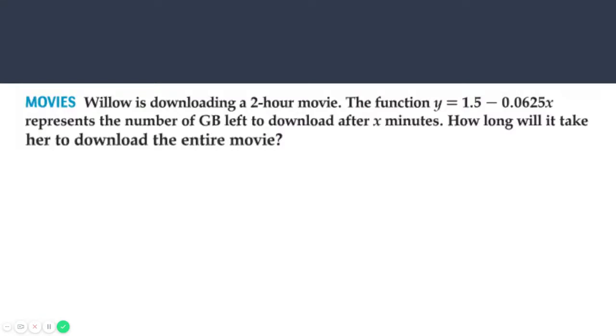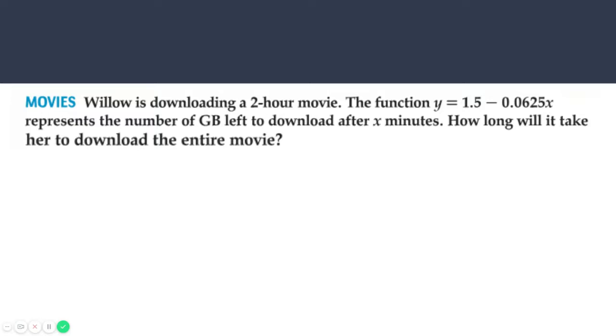All right, so how do we apply this zero idea? Well, let's look at a word problem here. Willow is going to download a 2-hour movie. This function, y is equal to 1.5 minus 0.0625x, represents the number of gigabytes that are left to download after x amount of minutes. How long is it going to take her to download this entire movie?